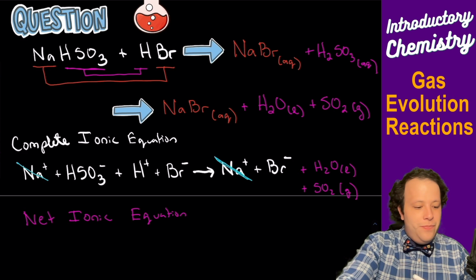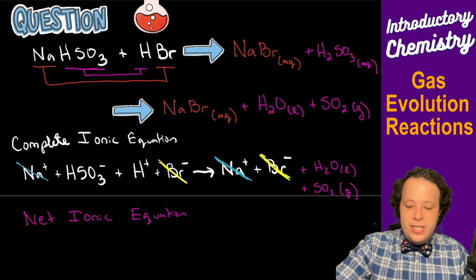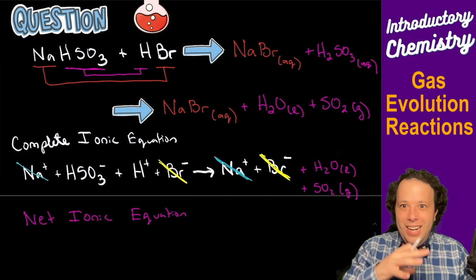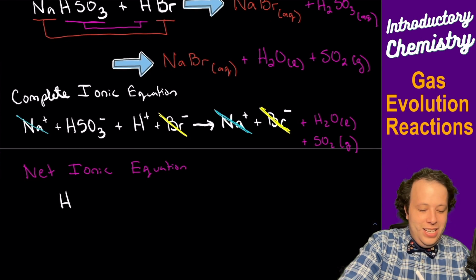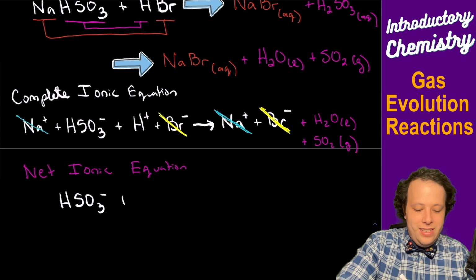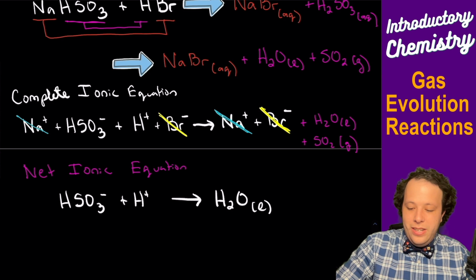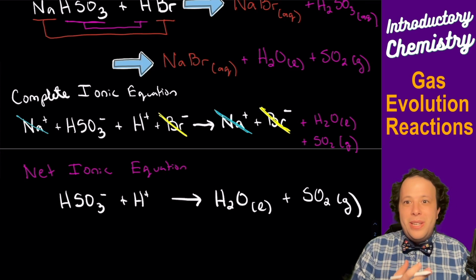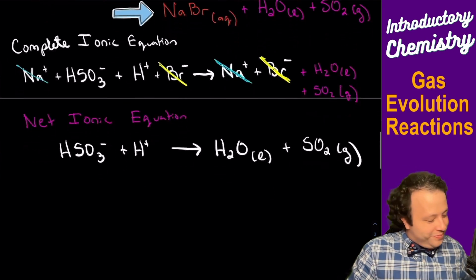So that goes away. And then we also have that bromine is the same on both sides, so that also goes away. What is left is illustrating the H2SO4 breaking it down. So our net reaction is HSO3 minus plus H plus leads to the formation of water as a liquid and SO2 gas as a product. So we can also show net ionic reactions as well, which is really exciting to see.